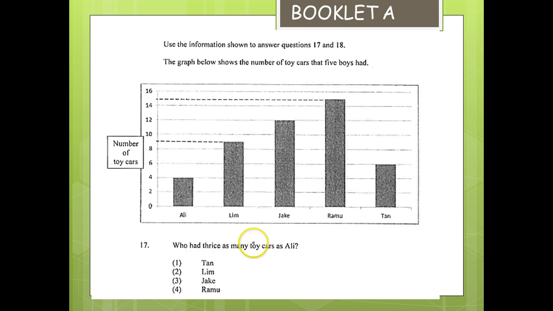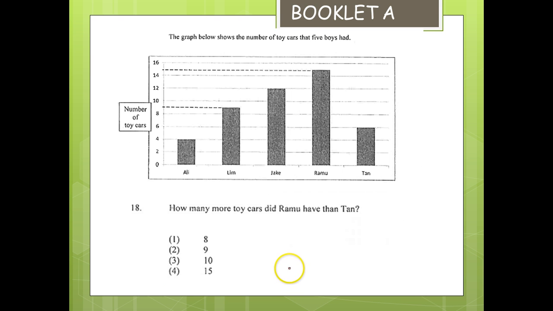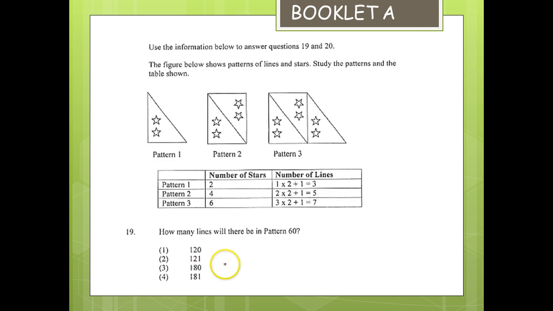Let's look at this. We need to find who has thrice, 3 times as many cars as Ali. I know Ali is 4, so 3 times 4 will be 12. Who has 12? The answer is Jake. Jake has 12. Question 18. How many more cars did Ramu have than Tan? So let's look for Tan. We know Tan has 6 cars. Ramu would have 14, 16, half of 14 and 16 will be 15. So it's 15 minus 6. Answer is 9.